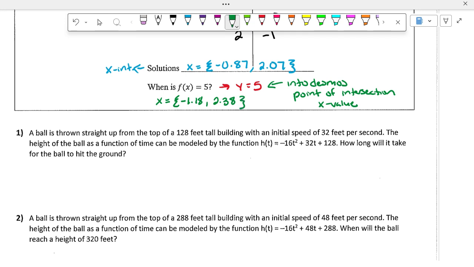So that's how you can basically find any x value or y value from a graph. You just type in whatever you're finding. So y equals 5, x equals 2, whatever. Find the point of intersection with the graph, and then use the value that you were not given as your answer.